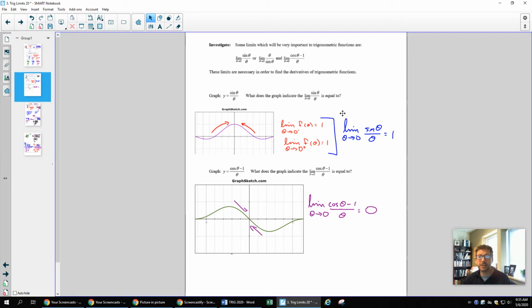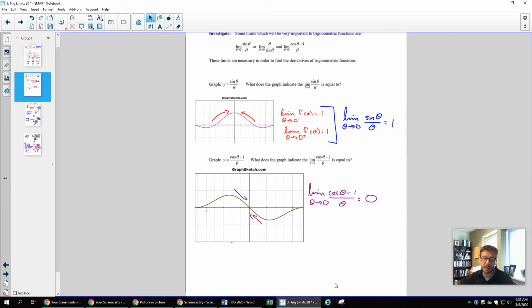So what do you get then? Wherever you have sine theta divided by theta, you get to replace that expression with 1. So this 0 divided by 0 is going to equal 1. And we get that from the graph. We're not going to do any kind of proof for that. We're just going to use the graph to be our answer.